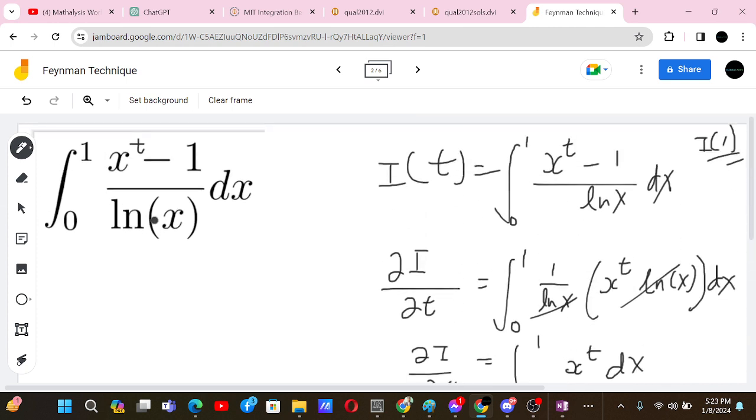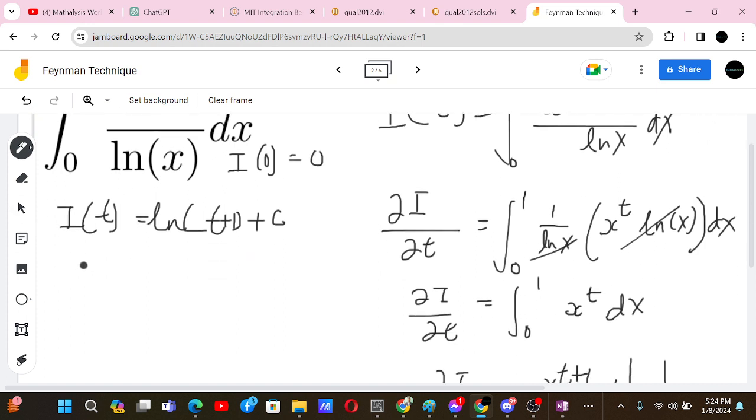Now we know that this I of t is actually equal to ln of t plus 1 plus c, and we need to find I of 1, but that's ln 2 plus c. Now how do we find c? Okay, so for that, just notice that if we have I of 0, that is x to the power 0 minus 1, that's 1 minus 1, that's 0. So the integrand is just 0, and that's why the overall integral is also 0. So I of 0 is 0 basically.